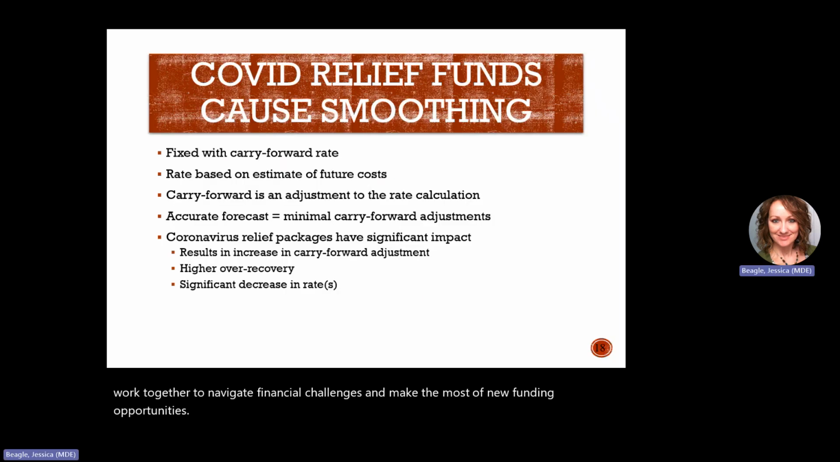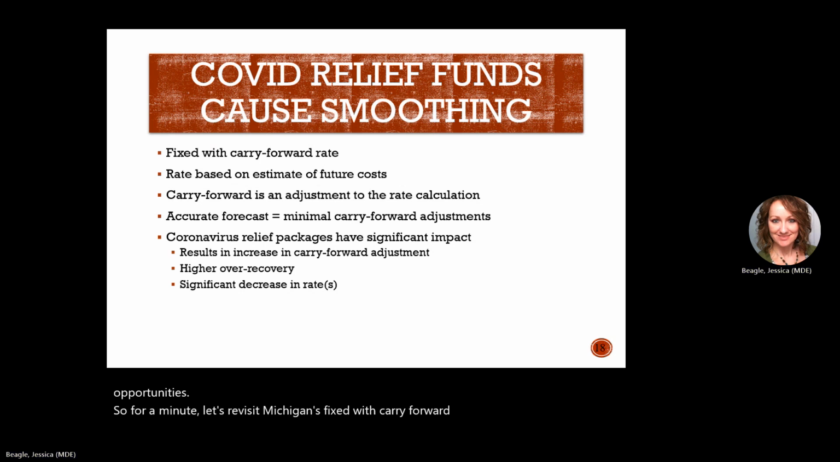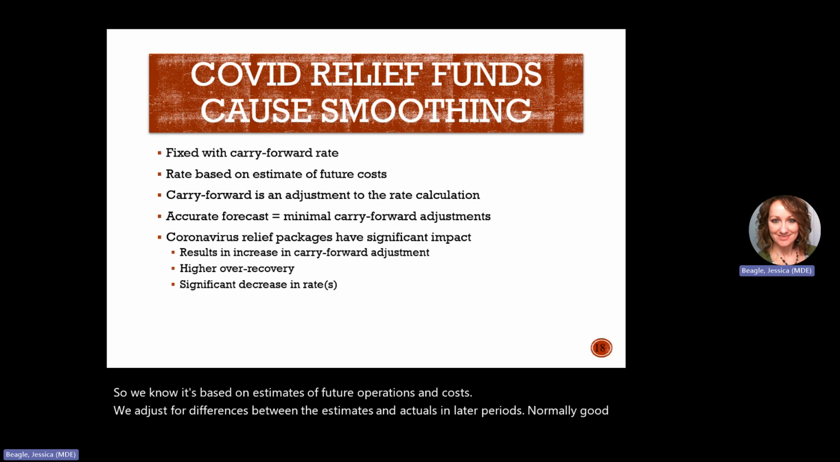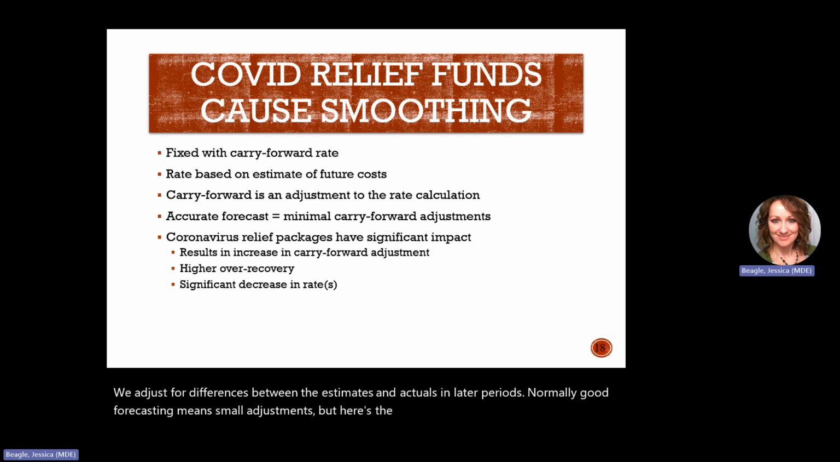So for a minute, let's revisit Michigan's fixed with carry forward rate. So we know it's based on estimates of future operations and costs. We adjust for differences between the estimates and actuals in later periods. Normally, good forecasting means small adjustments, but here's the twist. COVID relief funds threw a wrench in the works. We had much higher costs than anticipated. The result? A bigger gap between estimates and actuals.